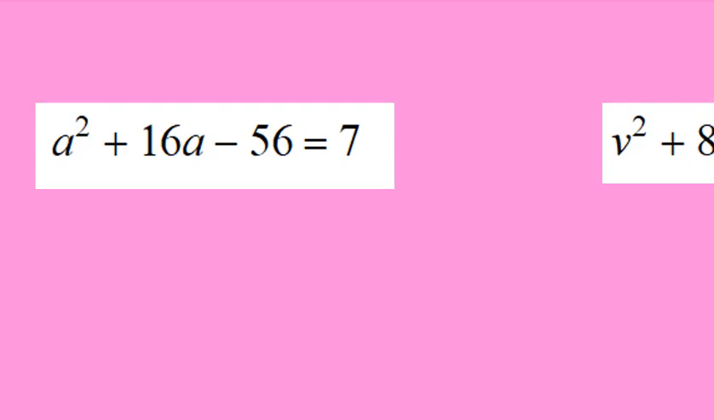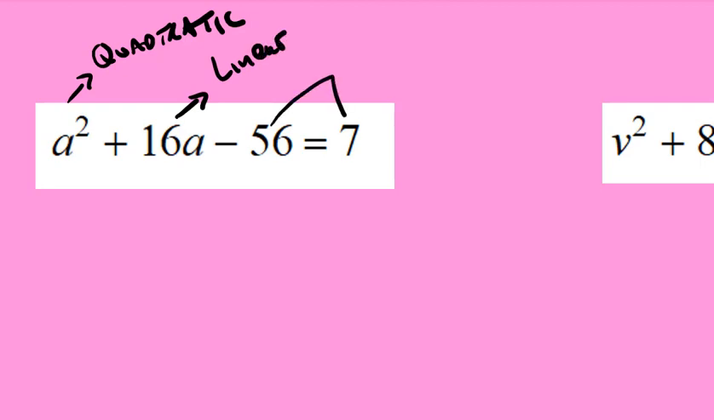Now let's review a couple of things as well. The a squared, when we look at this term, we have to recognize that is our quadratic term. And it's quadratic because the degree is 2. The 16a only has a degree of 1, so that is going to be called a linear term. And these two numbers, negative 56 and 7, both of those are constants. When we talk mathematics, we need to make sure we're all speaking the same language. So we have quadratic term, linear term, and constants.